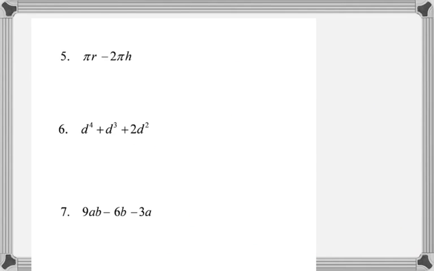Okay, so remember, pi is just a number. Pi is standing in for an irrational number. So that is a common factor between those two. If I take pi r and divide it by, I want to divide it by pi actually, because that's what I'm factoring out. I'd have r remaining, and if I divide 2 pi h by pi, I'd have 2h remaining.